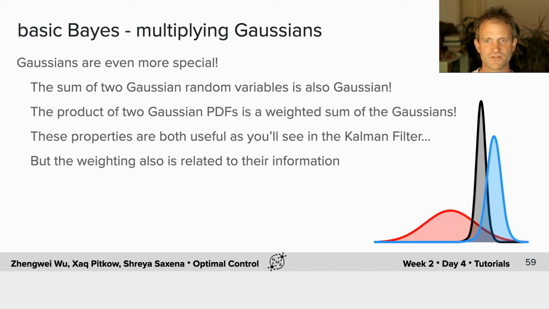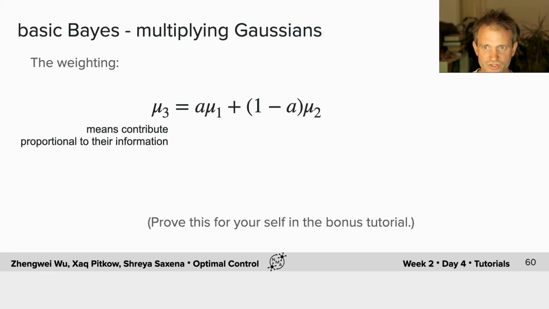Now, Gaussians are a little more special than we've already let on. Not only are they central because of the central limit theorem, the sum of two Gaussian random variables is also a Gaussian. Now that's adding the actual random variables. The product of two Gaussian probability distribution functions is a weighted sum of the Gaussians. And in fact, you're going to see you can put both of these properties together in the Kalman filter. But the weighting is also related to their information.